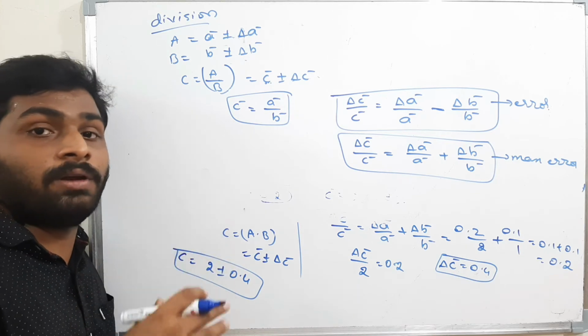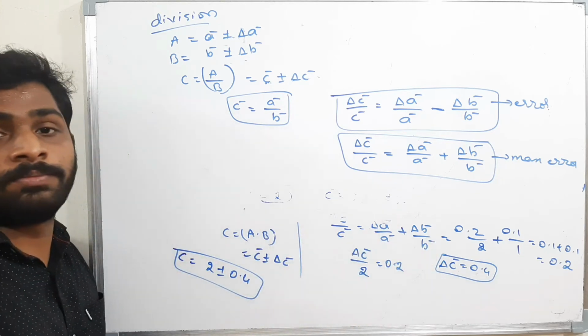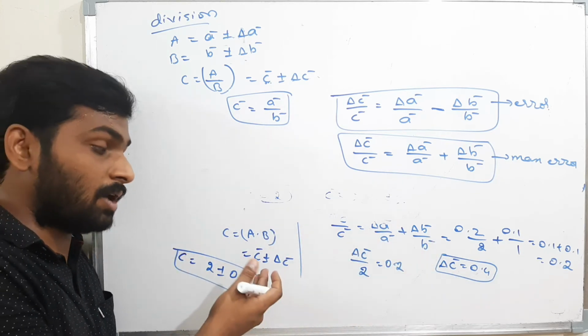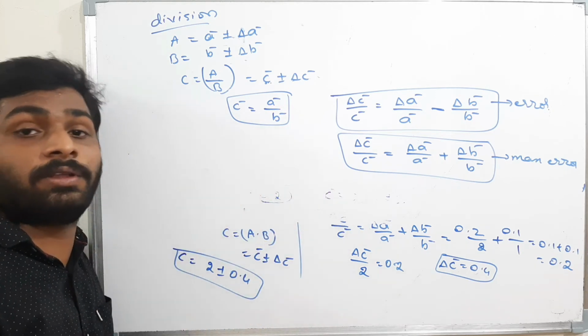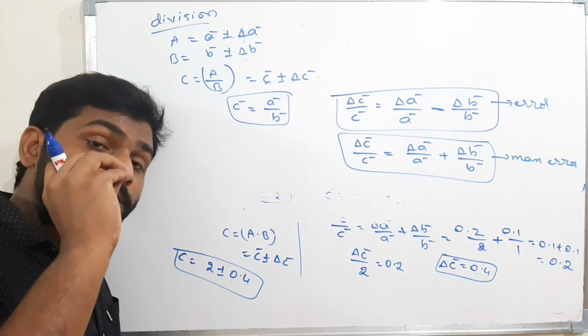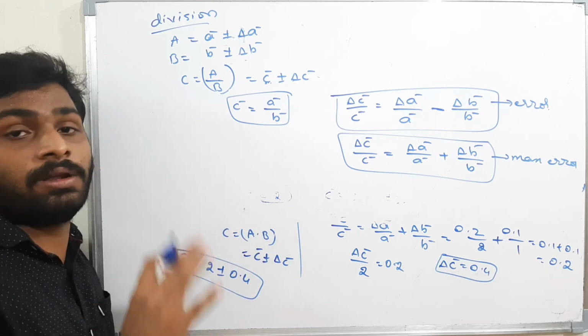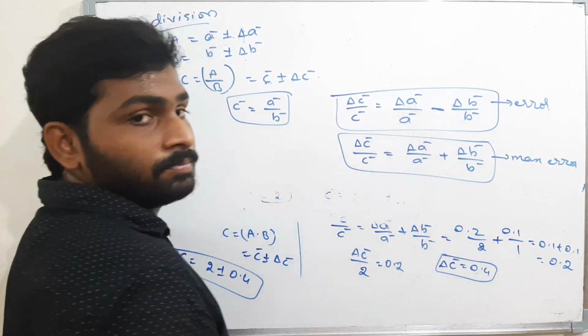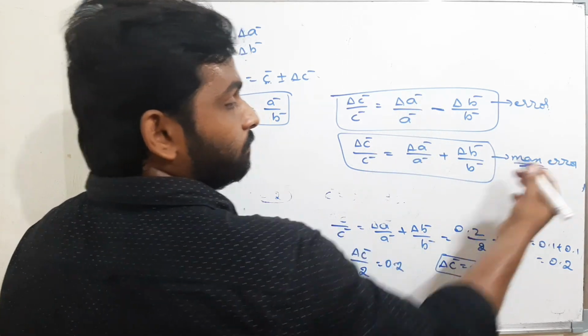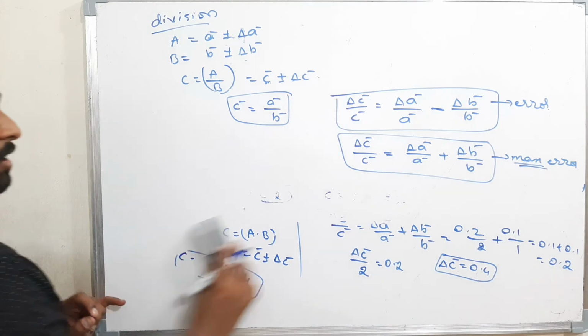Because error we can't find. Error has 4 possibilities: plus plus, plus minus, minus plus, minus minus. There are 4 possibilities for the errors. Therefore they will always ask to find the maximum error. The maximum error is only when all the signs are positive. That is the maximum error. Now we will see a small example, you will understand.